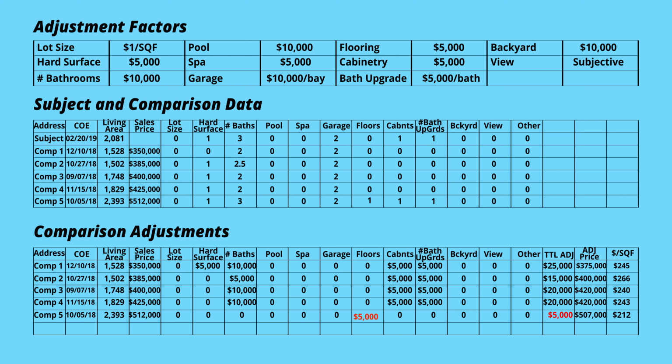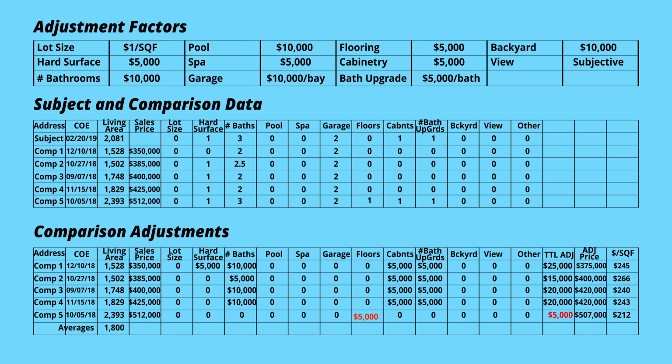Complete comparison adjustments. There are 3 more calculations that must be made to complete the comparison adjustment table. First, calculate the average living area for the comparisons. This is done by adding up the living areas for the 5 comparisons and dividing by 5. This results in an average living area of 1,800 square feet.